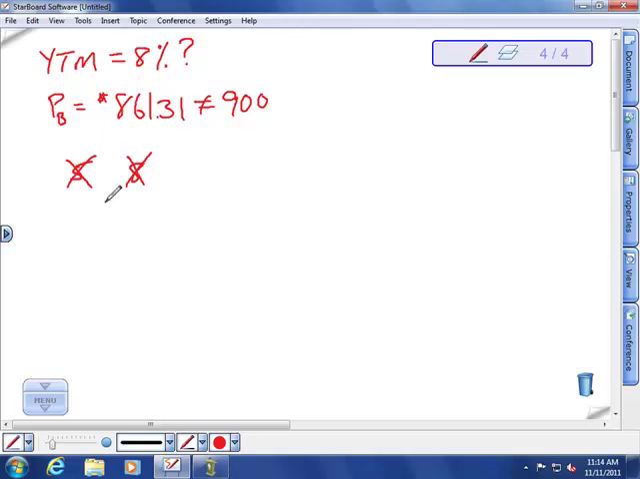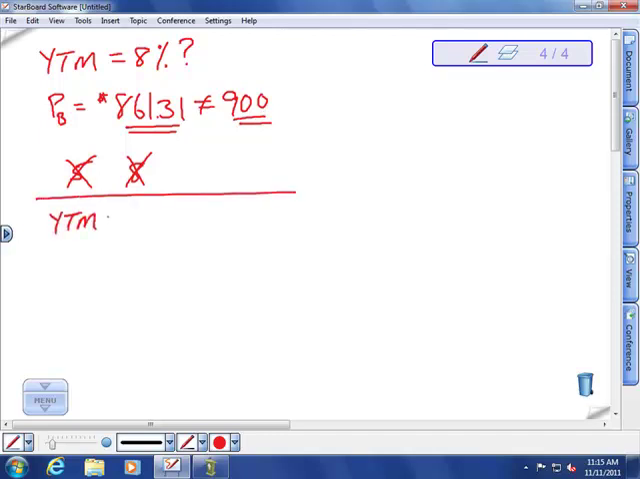So what is it? Should we continue increasing the rate, or should we decrease the rate? All right, you're saying we should decrease the rate, and why is that? In other words, by decreasing the rate, we can make the present value go up. By using 8%, we have $861.31. We don't want $861.31, we want $900. So in order to move from $861 to $900, that's an increase in the present value. So we have to decrease the rate.